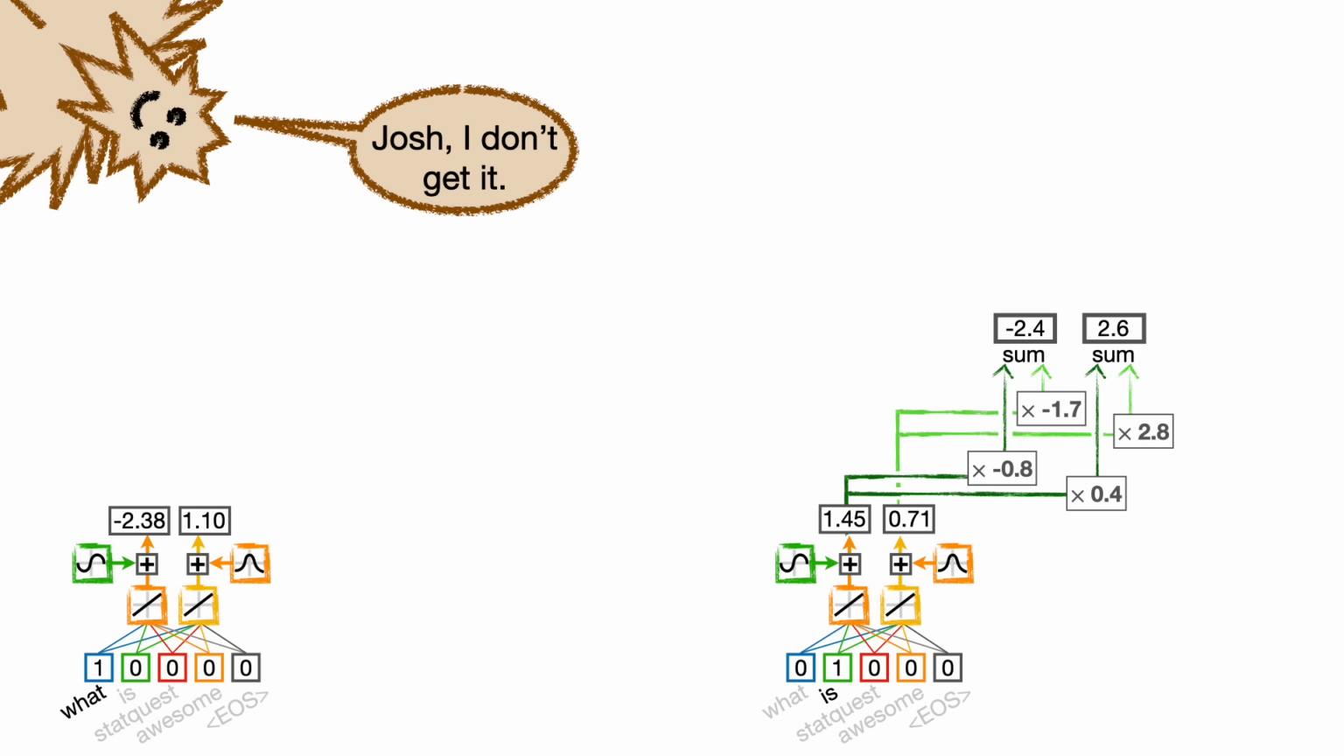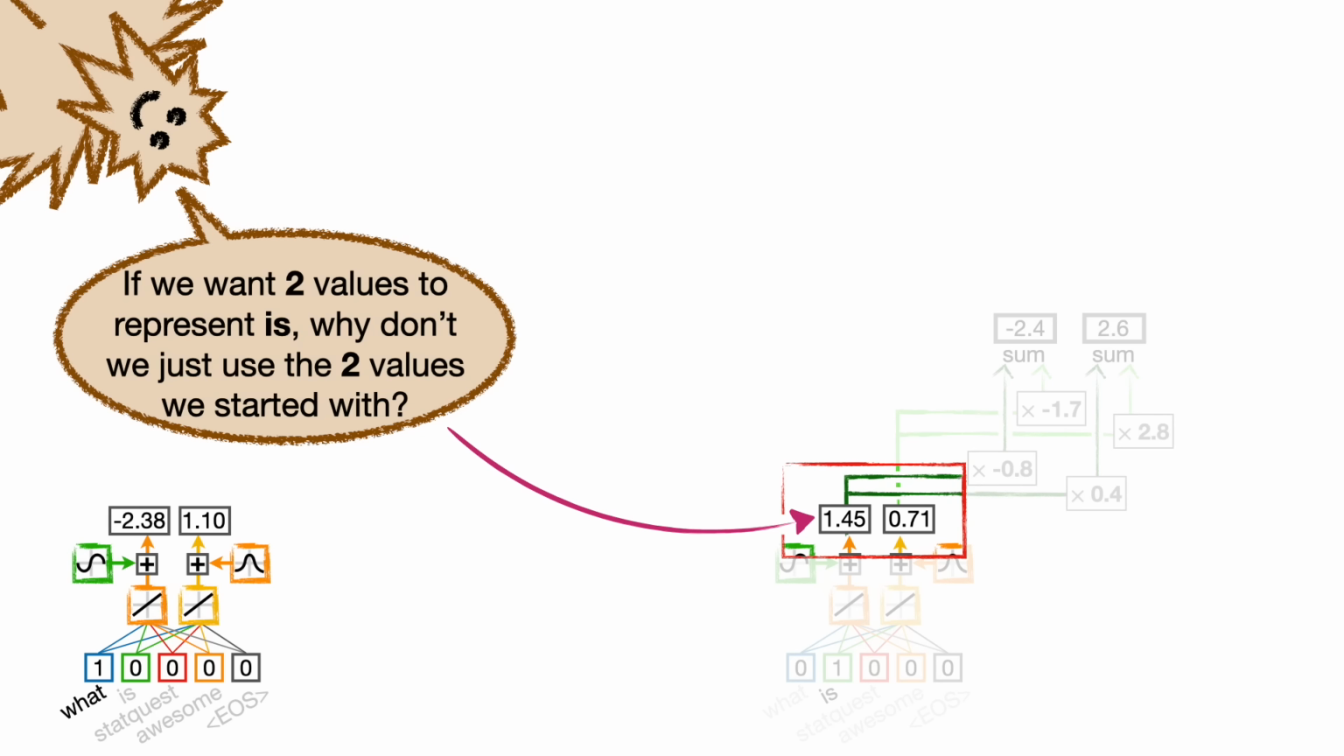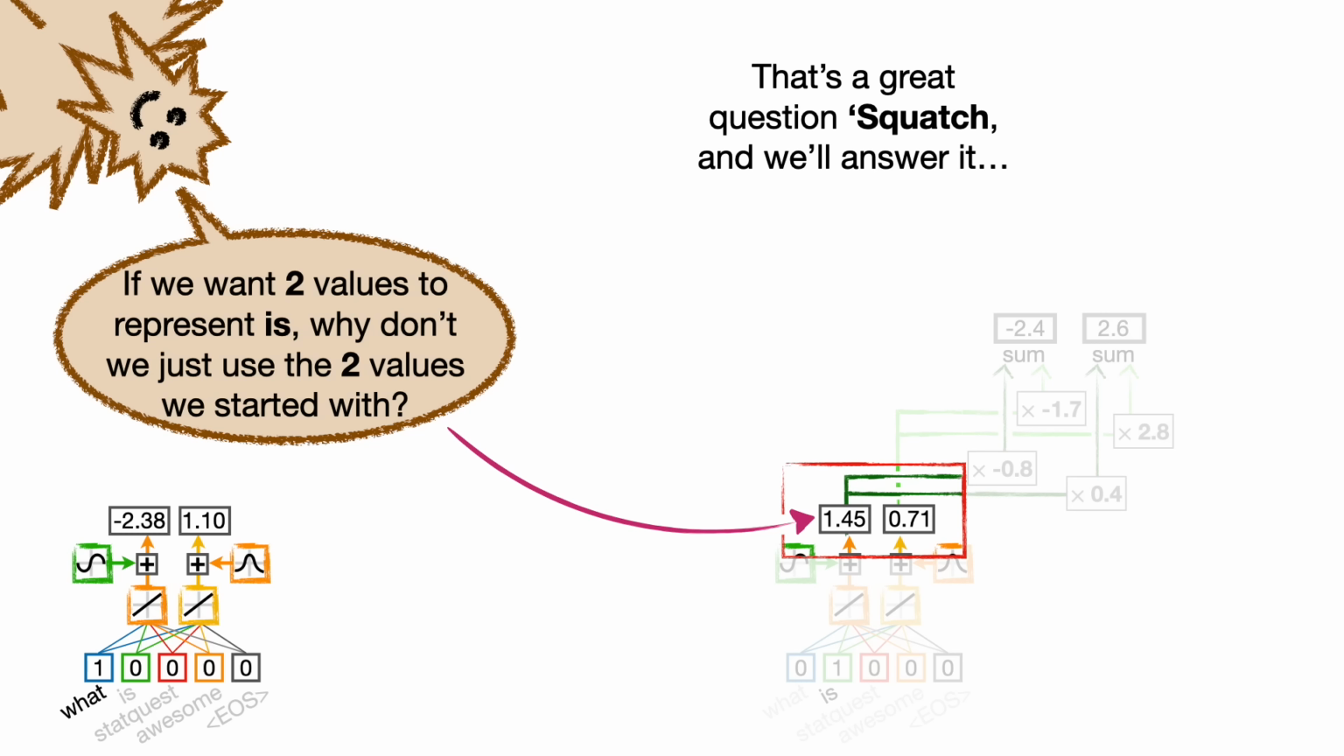Josh, I don't get it. If we want two values to represent is, why don't we just use the two values we started with? That's a great question, Squatch, and we'll answer it in a little bit.